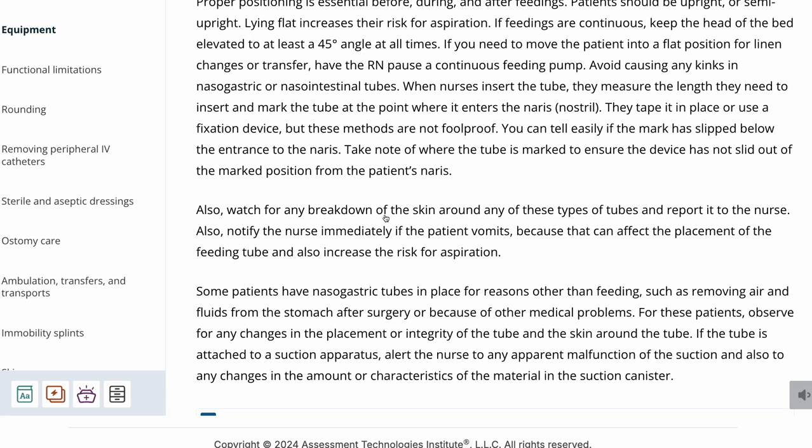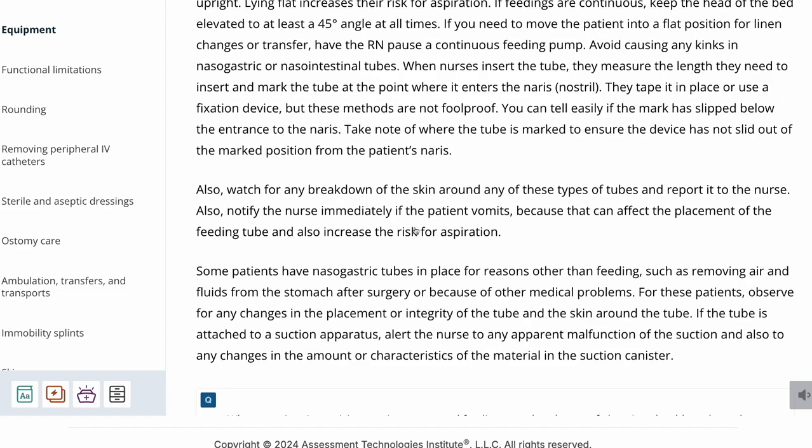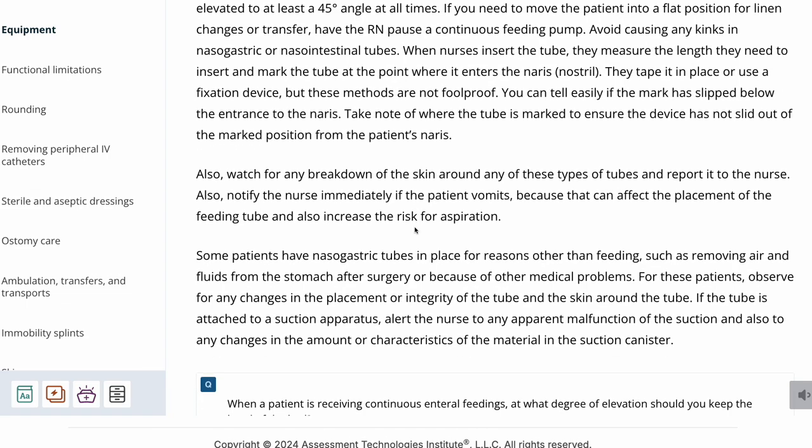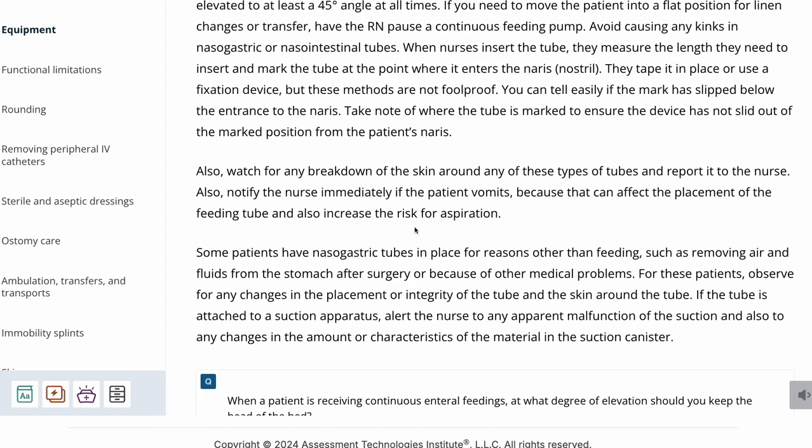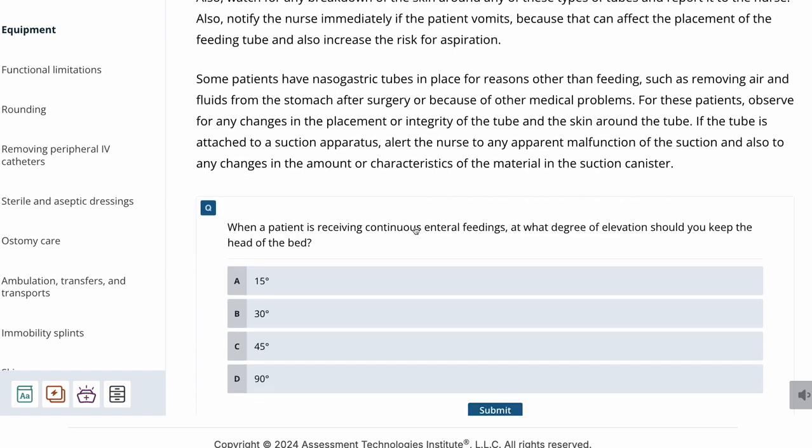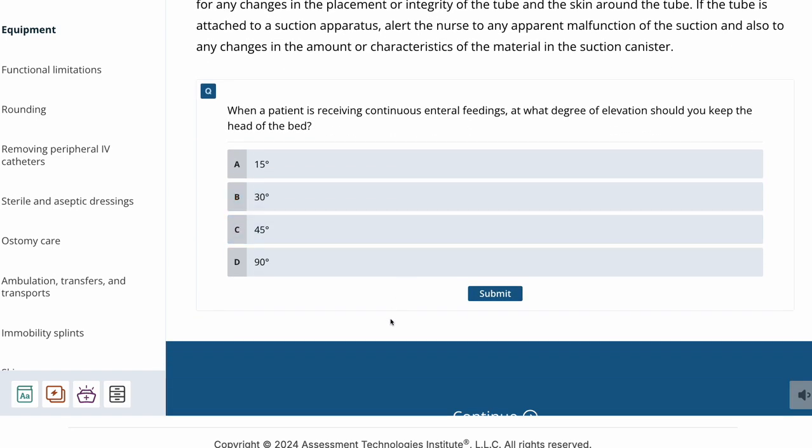Also look around the skin where the tube is inserted. Sometimes the skin will break down because the tube feeding will ooze out and get on the skin. So when you're bathing the patient, you'll be looking at that hole to make sure it's not getting irritated or swollen or smelling funny or something like that, because you need to let the nurse know. All right, let's read the question and then I'll let you go.